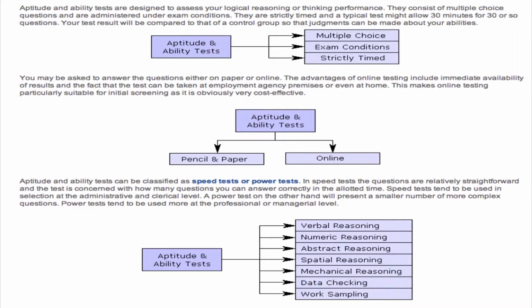Aptitude and ability tests can be classified as speed tests or power tests. In speed tests, the questions are relatively straightforward and the test is concerned with how many questions you can answer correctly in the allotted time. Speed tests tend to be used in selection at the administrative and clerical level. A power test, on the other hand, will present a smaller number of more complex questions. Power tests tend to be more at a professional or managerial level.